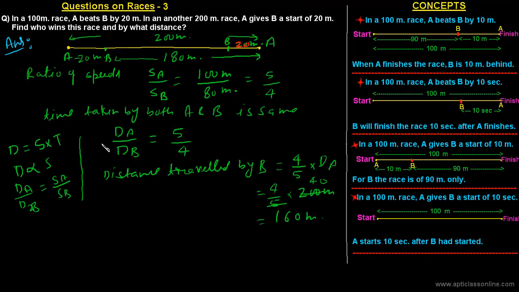So find who wins this race. A wins the race, and by what distance? By a distance of 20 meters.